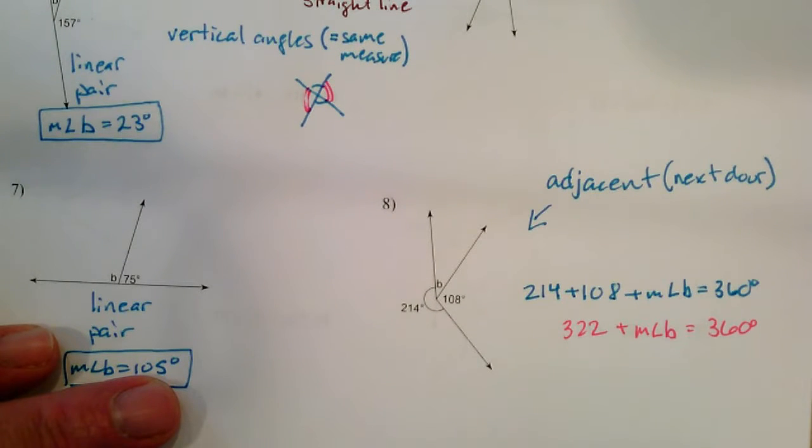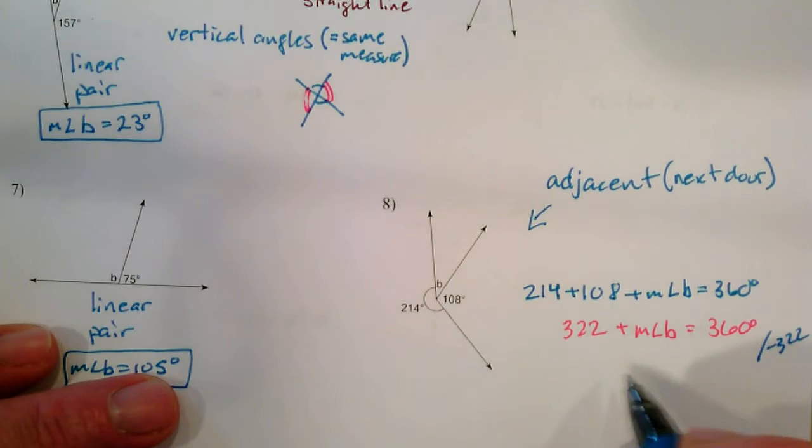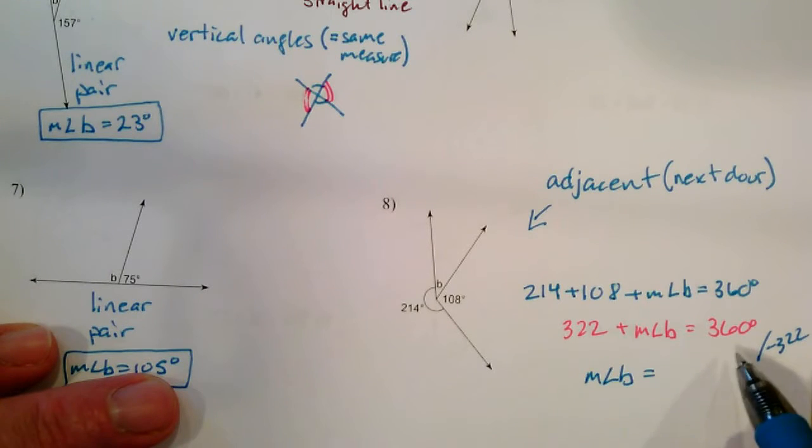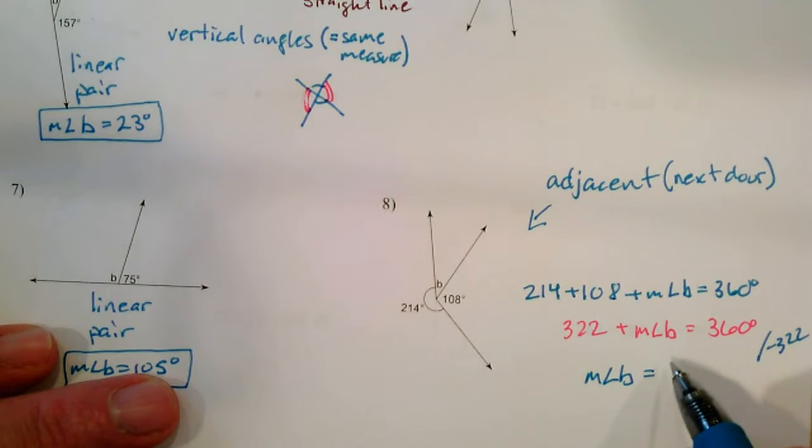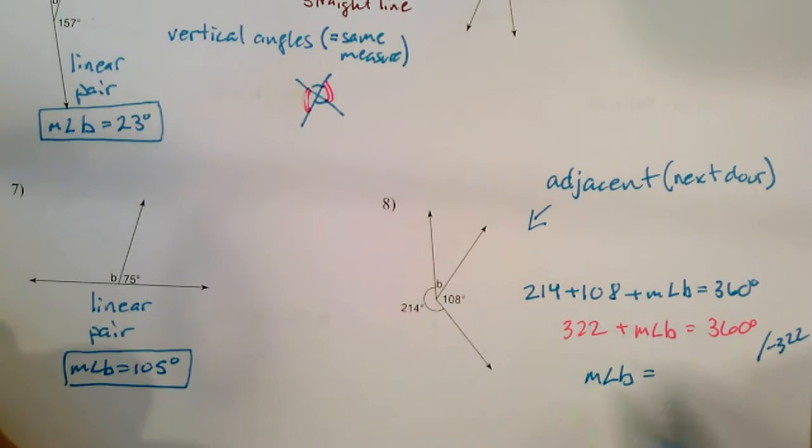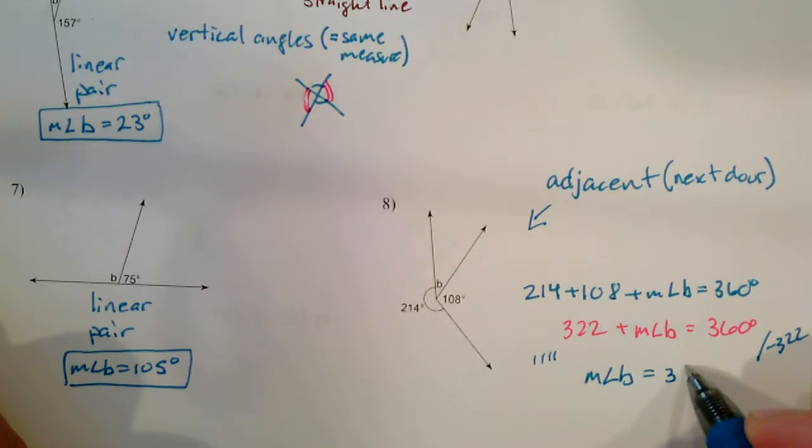So we'll subtract 322 from both sides, and we end up with measure of angle B equals, let's see, 320 would be 330, 340, 350, 360, that would be 40, but it's 322, so it's 38 degrees. All right. What's next?